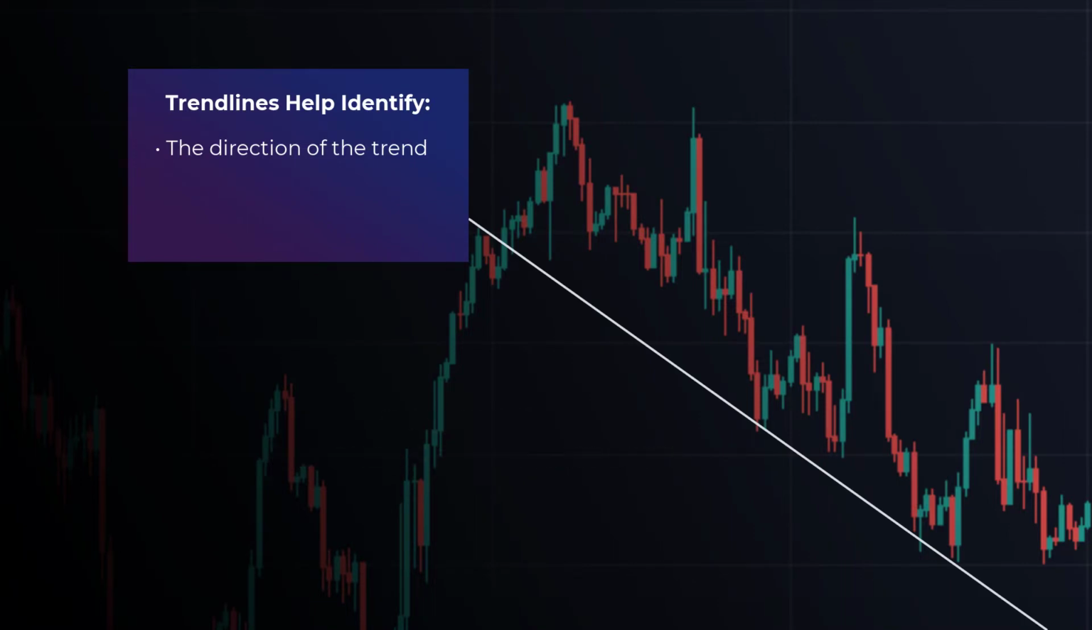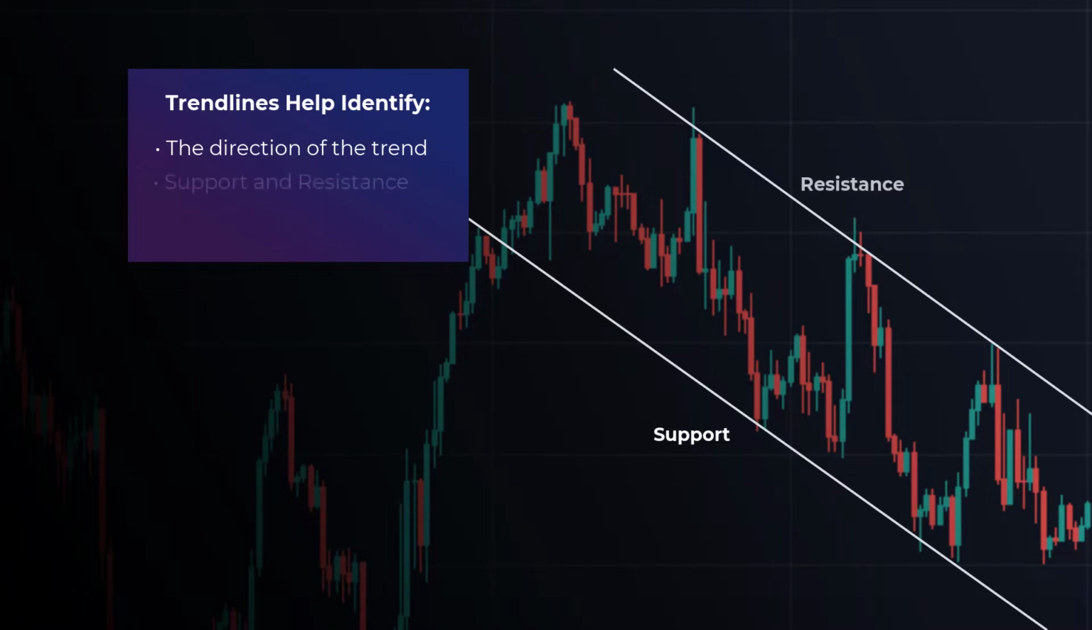So now that we have the trend line drawn, it's visibly obvious that we are in some type of channel. So let's go ahead and draw the upper trend line in order to encapsulate all of the price action. So not only have we identified the direction of the trend, we have also identified support and resistance in this channel, because we can see that we have touches at the top of the channel and we have touches at the bottom of the channel.